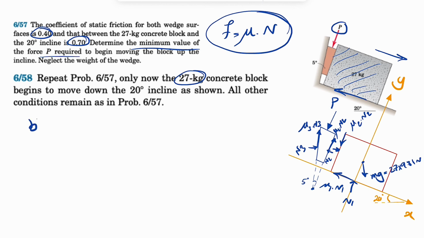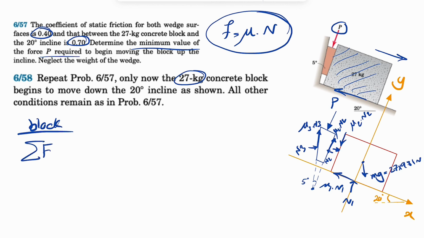And let's do the equations for the block first. Looking at the equations, we can see that we have two unknowns in here, N1 and N2, for the block. The reason we didn't start with the wedge is that we have N2, N3, and P. So we have three unknowns. That's why we start with the block.